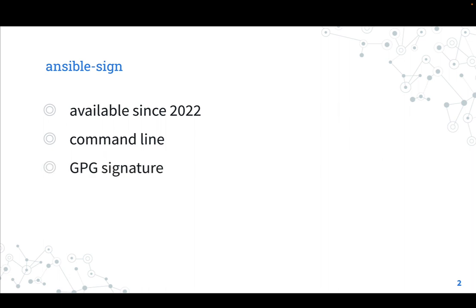What is ansible-sign? The ansible-sign command has been available since 2022 for installation in the most modern operating systems. It is a command line tool to simplify the project signing process using your terminal. Using the ansible-sign command, we can verify the GPG signature of any Ansible project.